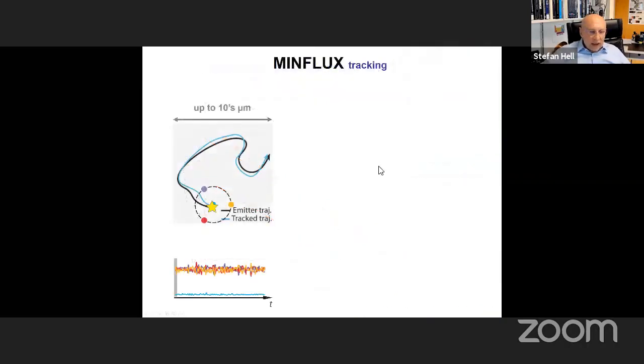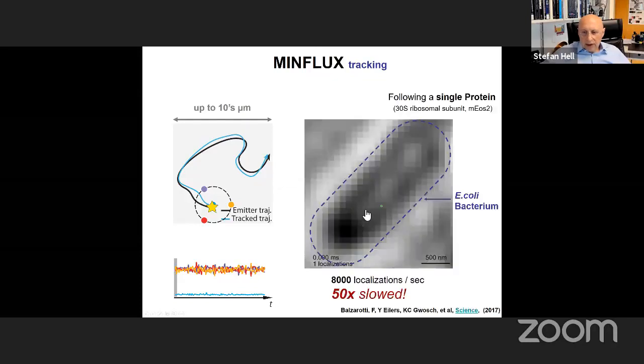Of course, you can use this localization principle for tracking molecules. If a molecule moves around, then you can quickly move around. Usually it's done electro-optically, so not with a Galvo scanner. So electro-optically, you can basically inertia-free move the beam around very, very quickly in the microsecond domain. And then you can make traces.